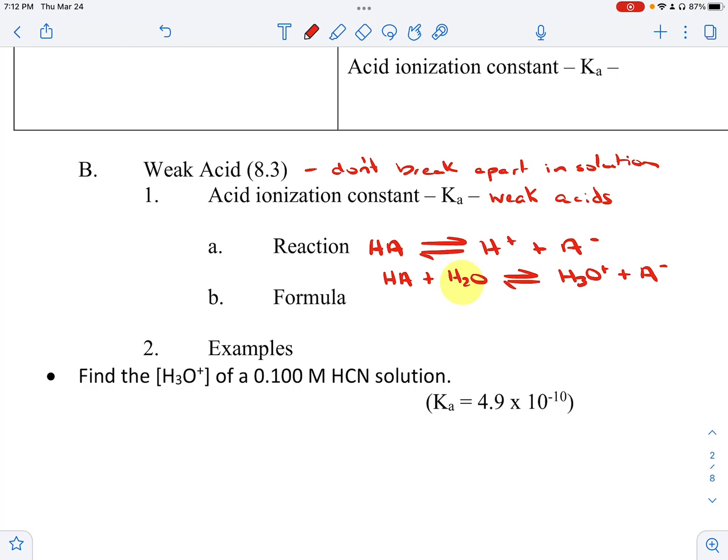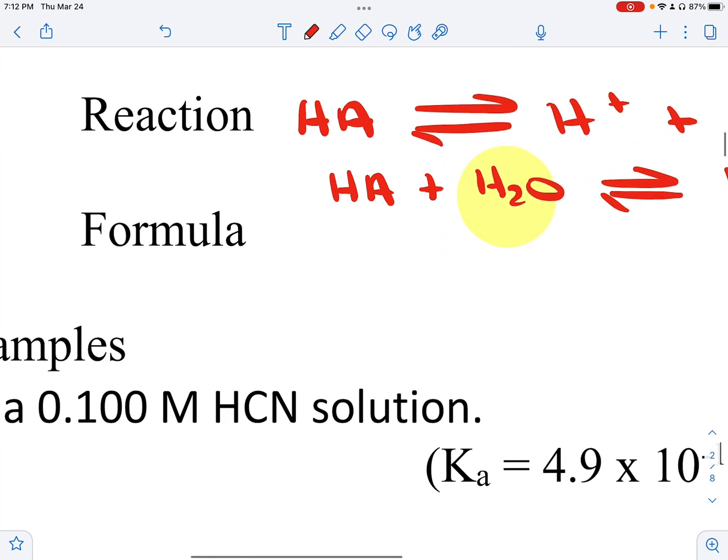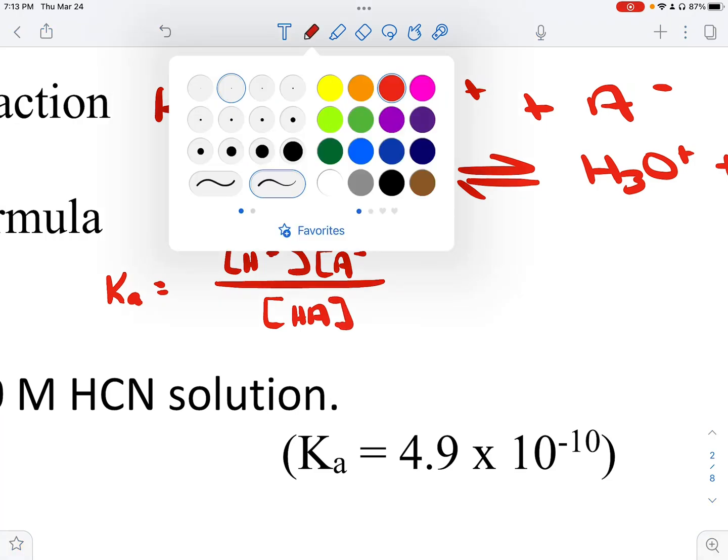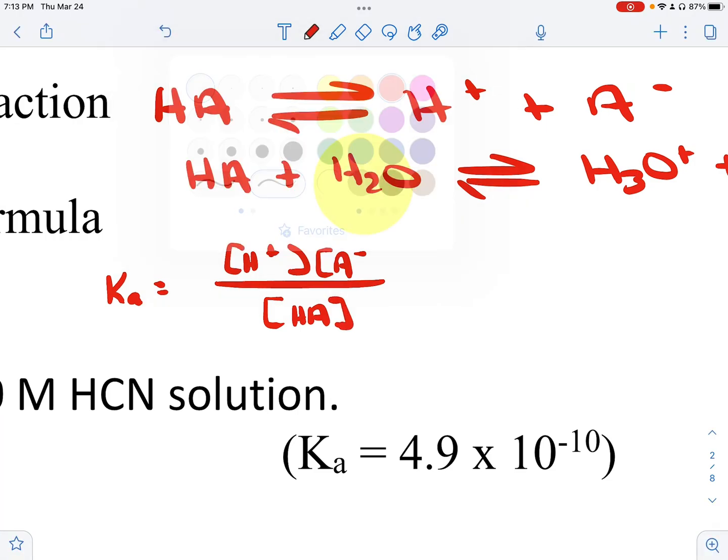So our formula, remember, is products over reactants, leaving out our liquids. So Ka is going to be equal to the concentration of, let's go with the top one, H plus, times the concentration of A minus, over HA. All right, it's pretty simple. Hopefully, it's fairly straightforward. Hopefully, that makes sense to you. Make that a little smaller because it's kind of fat. All right, so that works there.